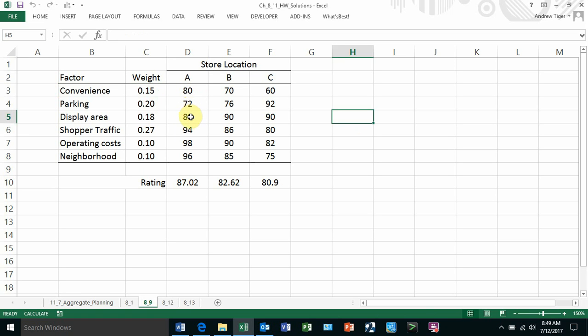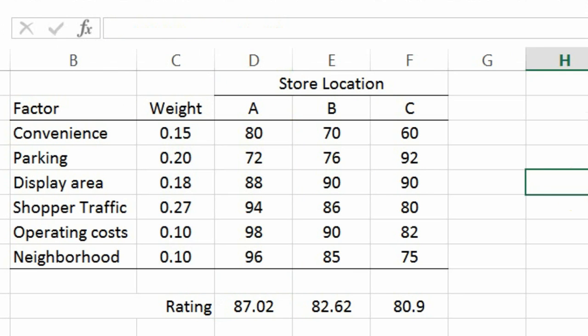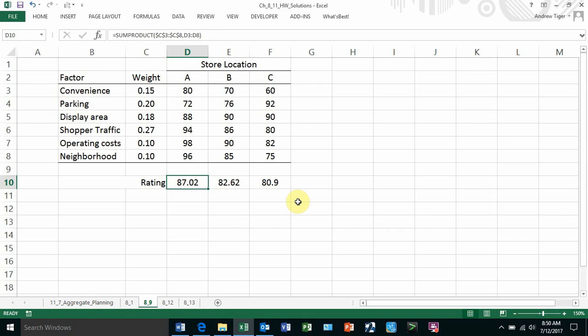So they've been standardized. And each store gets a score for each of the 6 criteria, and then we use a sum product formula to come up with a weighted average. And in this particular case, it looks like store A is the best one.